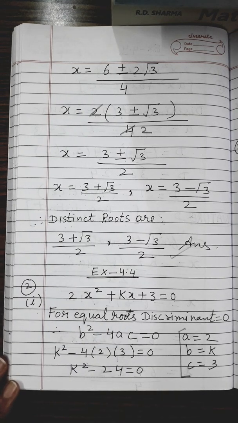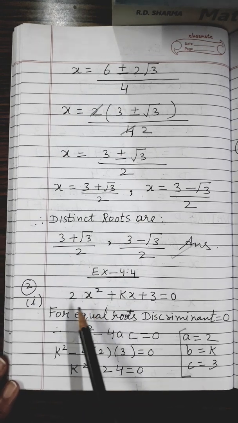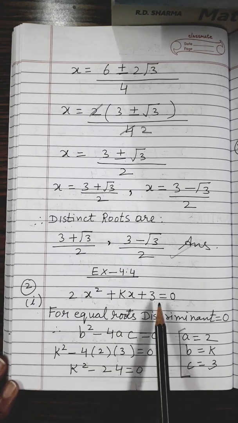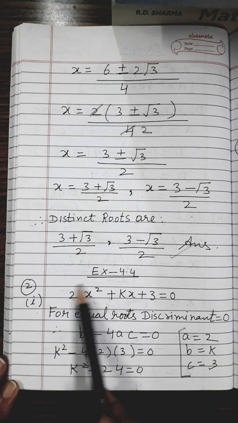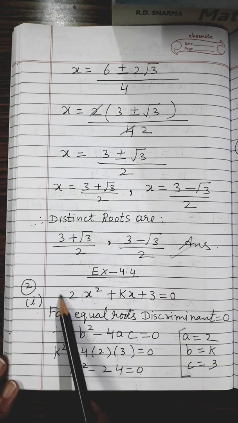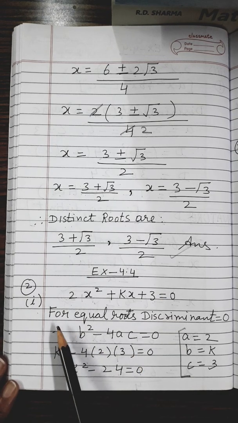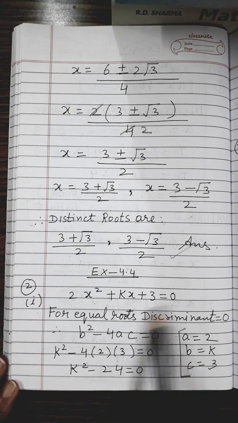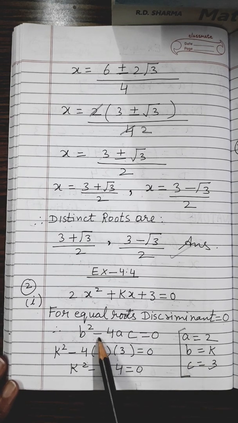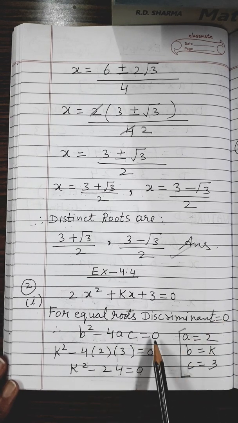Your question reads, find the values of k for each of the following quadratic equations so that they have two equal roots. So this is your first part, 2x square plus kx plus 3 equals to 0. It is given in the question that this equation is having equal roots. The two roots are equal, and for equal roots the value of discriminant is 0. What is discriminant? Represented by b square minus 4ac equals to 0.